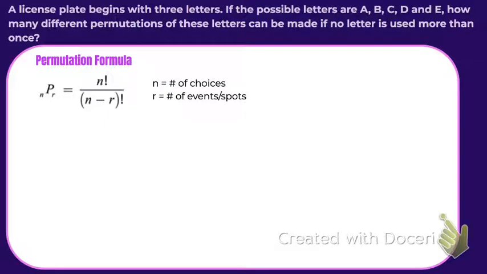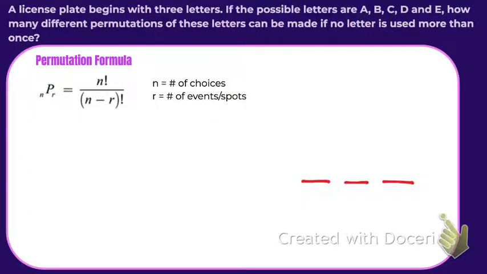Here we're going to go over an example of a permutation. Permutations are used when order matters. So in this example, it says a license plate begins with 3 letters. If the possible letters are A, B, C, D, and E, how many different permutations of those letters can be made if no letter is used more than once?